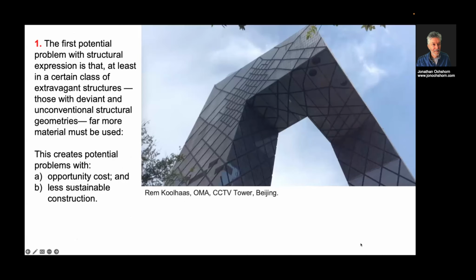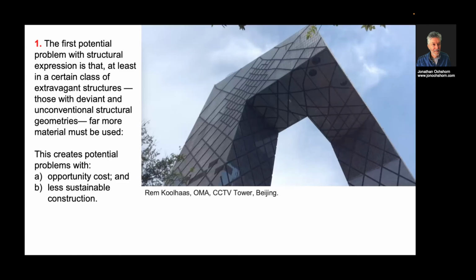This was all about the politics. What about the expression? Well, I've identified, let's say, three potential problems with structural expression that can compromise health, safety, or welfare. And the first potential problem is that, at least in a certain class of extravagant structures, those with deviant and unconventional structural geometries, far more material must be used. And this creates potential problems with what you might call opportunity cost, which is the stuff that you can't do because you're doing something else.